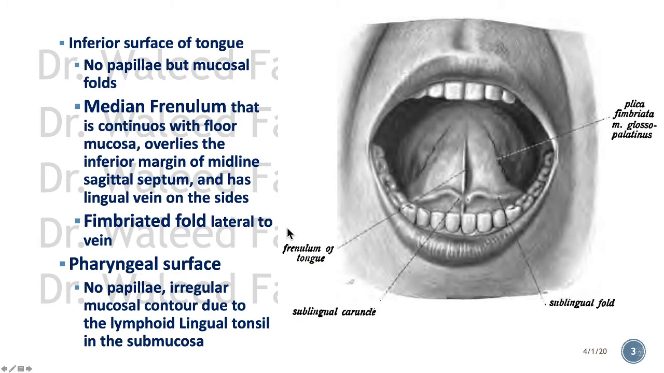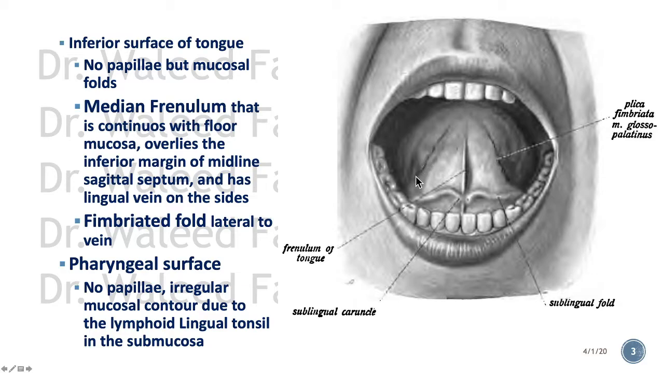The inferior surface of the tongue is smooth, covered by mucosa, of course. It shows three folds. The median fold is called the frenulum of the tongue. If you remove it, you will find the base of the intermuscular septum, the longitudinal midline septum in the tongue that divides the tongue into right and left sides. It covers it from beneath.